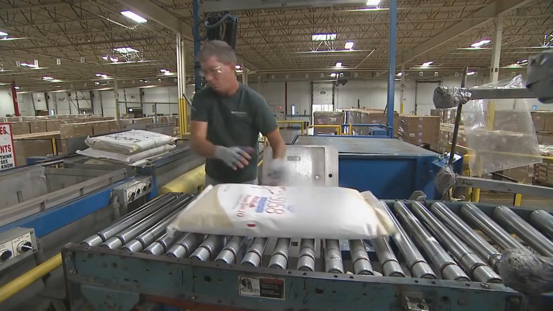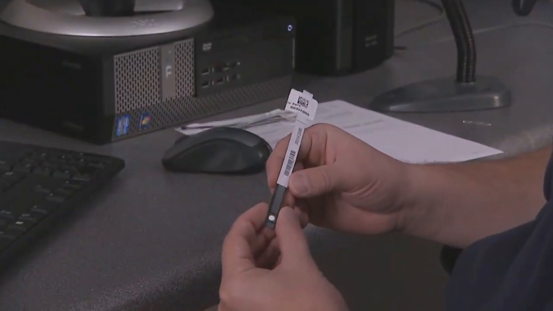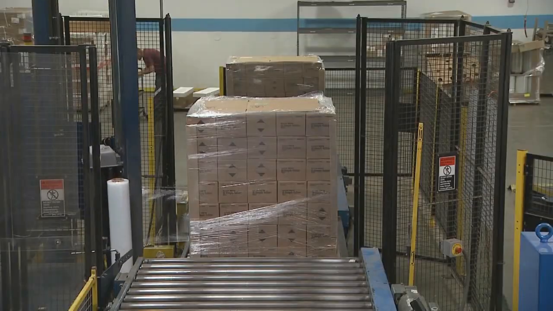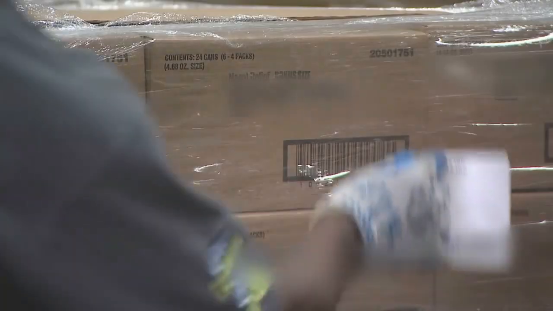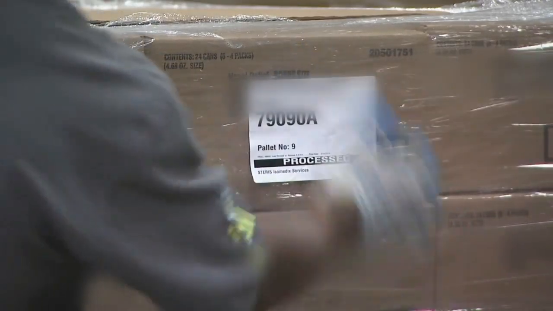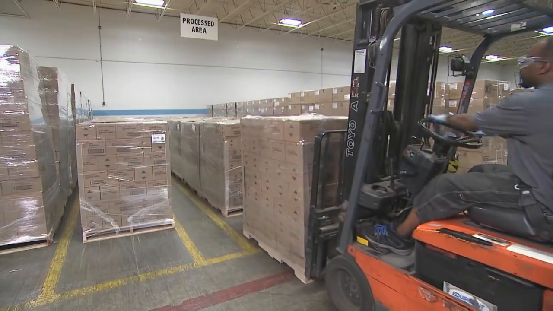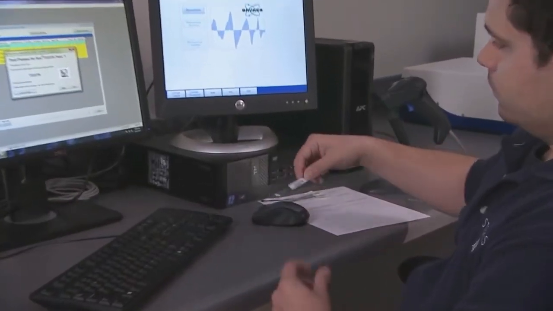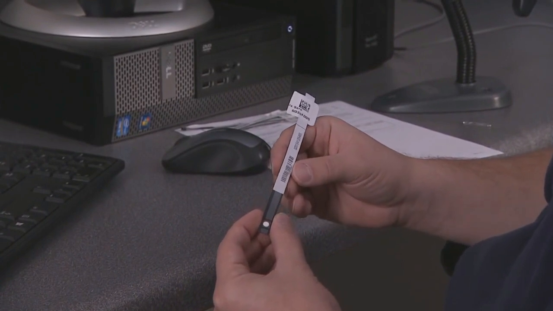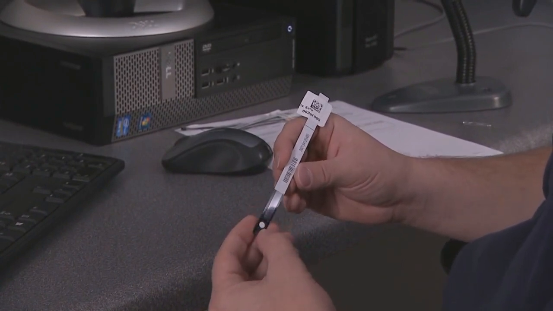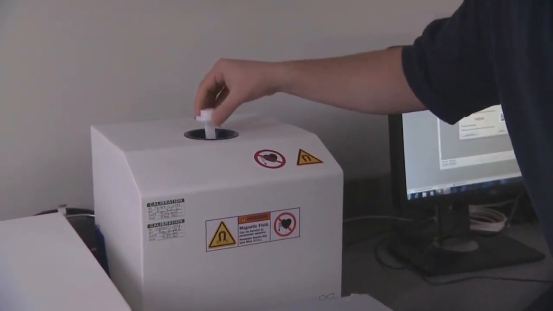Here, the processed product is unloaded and the dosimeters are carefully removed and prepared for review. Product is then palletized and shrink-wrapped. A label is placed on each pallet indicating the product is processed, and pallets are stored in the processed side of the warehouse. After processing, specially trained employees visually inspect each dosimeter to make sure it was not damaged during the irradiation process. Dosimeter measurement is critical.